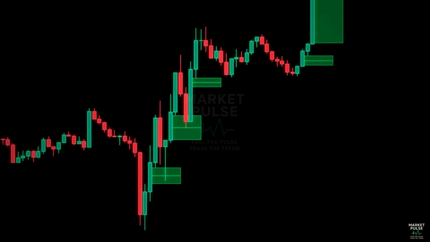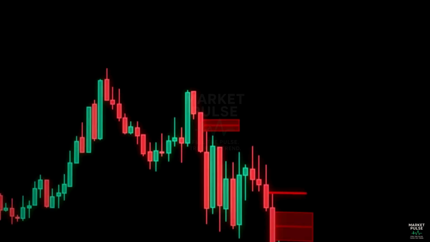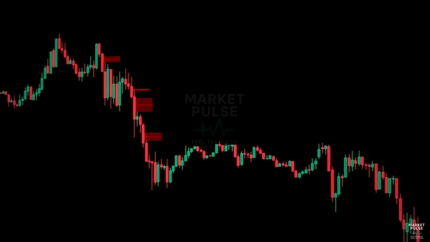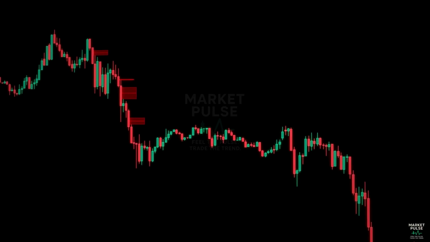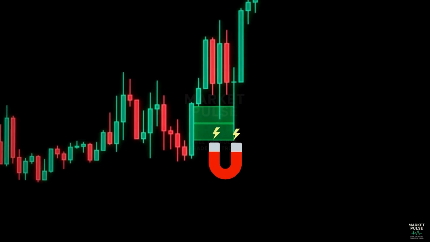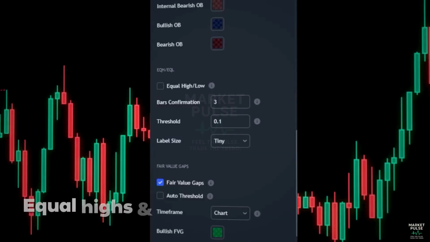A bullish fair value gap is marked as a green box on the chart designating support, and a bearish fair value gap is marked in a red box signaling resistance. These areas can act as magnets for price, and typically we expect price to gravitate towards them.